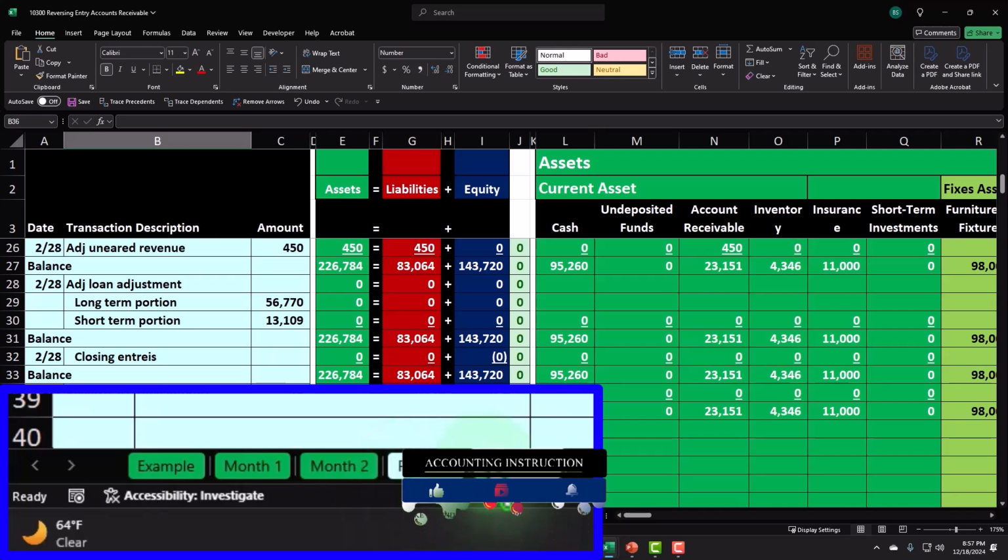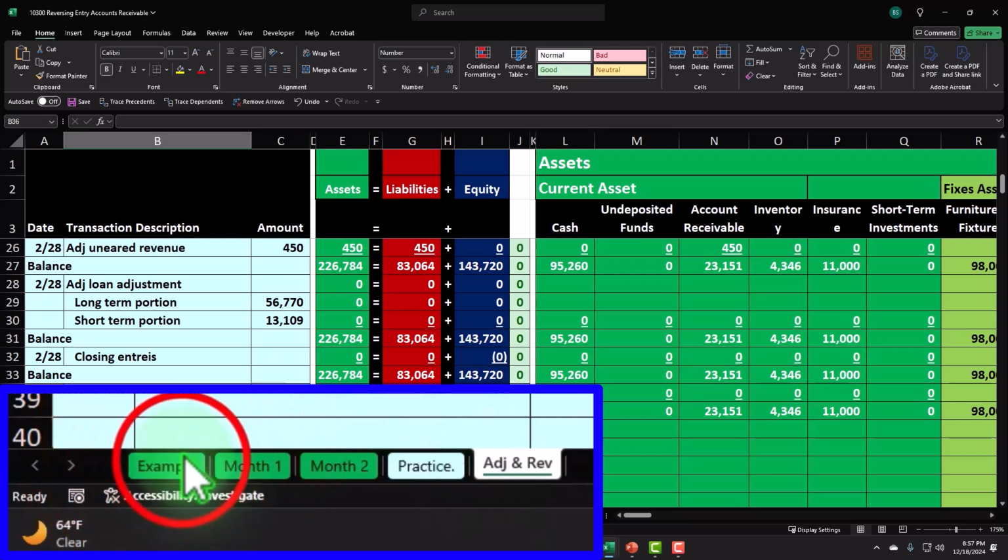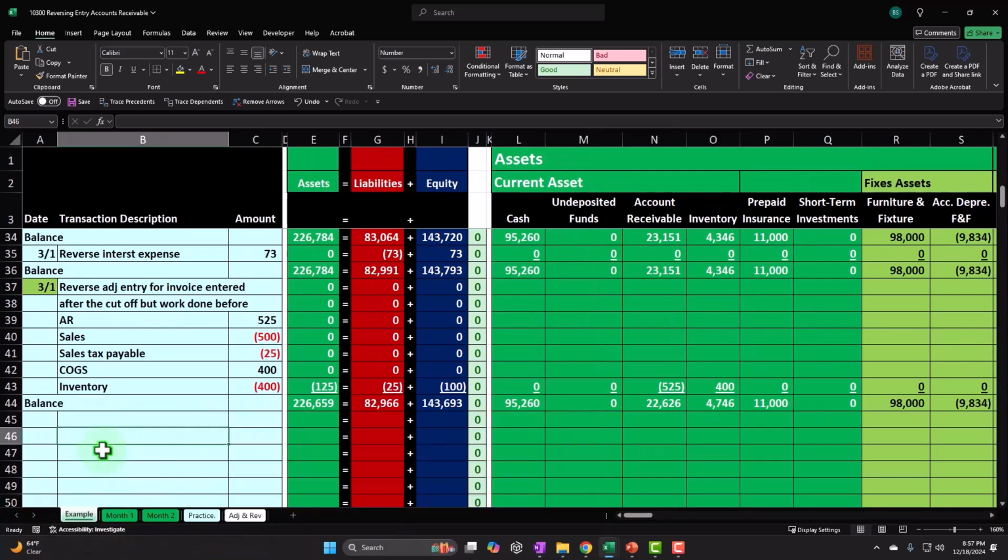The ADJ and reversing tab, the one we will be working on, is where we started with a blank worksheet but are basically now working within a template. However, we will be adding to that template as needed as we go, practicing our Excel tools and formatting as we do so. Let's go to that example tab to get an idea of what we will be doing.